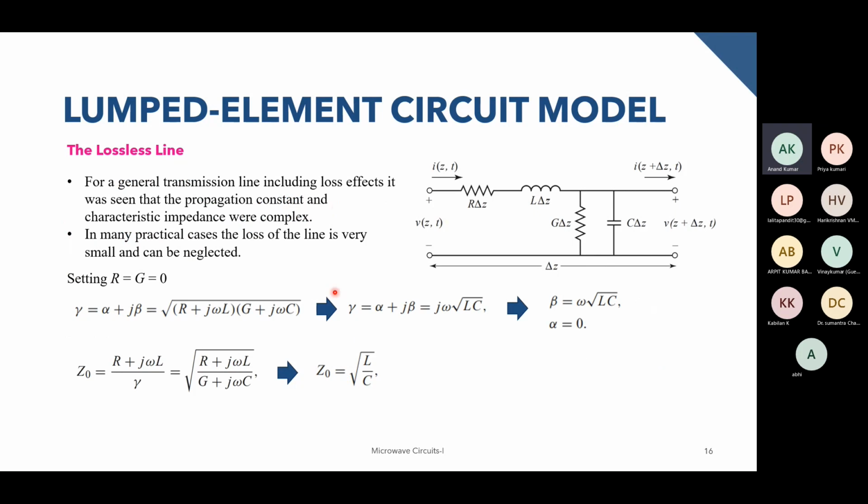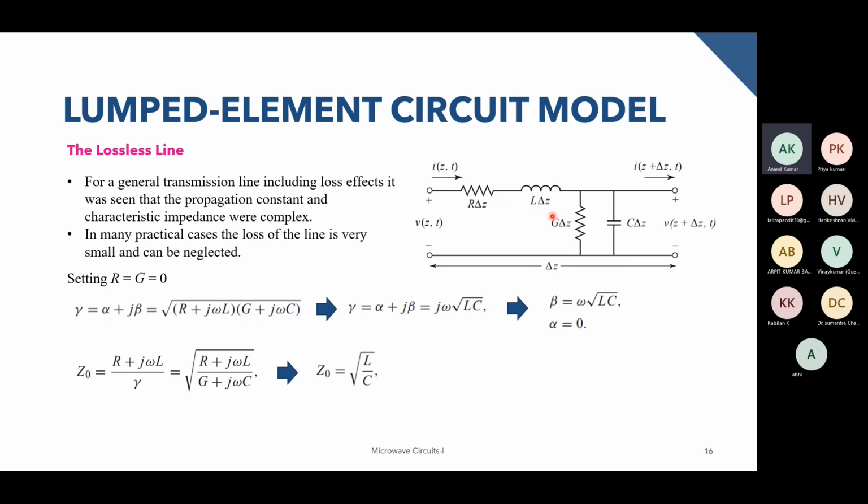Now, up till now, what we were looking at was a generalized two-conductor transmission line, and it included losses. The R and G terms are basically due to the finite conductivity of the two conductors in the transmission line, and G is due to the dielectric losses.